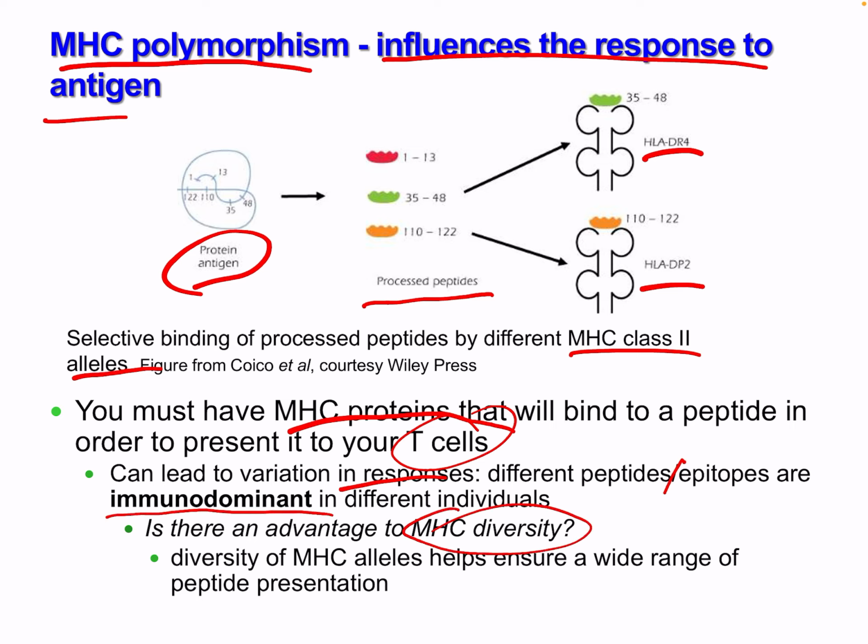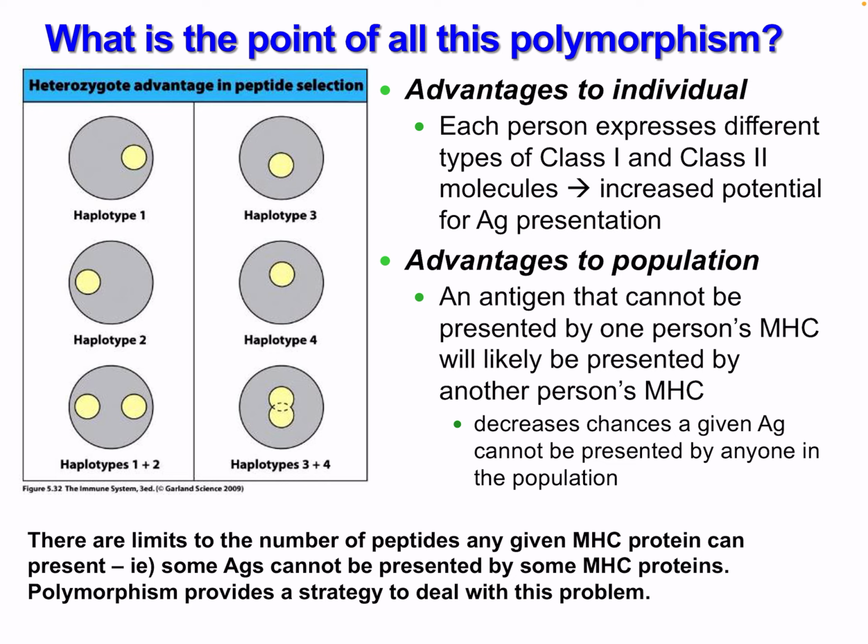Is there an advantage to this diversity? It likely is at a population level. This diversity at MHC alleles helps ensure a wide range of peptide presentation. So what is the point of this polymorphism? For the individual, each person expresses different types of class 1 and class 2 molecules, which results in an increased potential for antigen presentation, which is of course good for us to fight any array of pathogens we may encounter. Advantages to the population include that an antigen that cannot be presented by one person's MHC will likely be presented by another person. This decreases the chances of a given antigen that cannot be presented by anyone in the population.